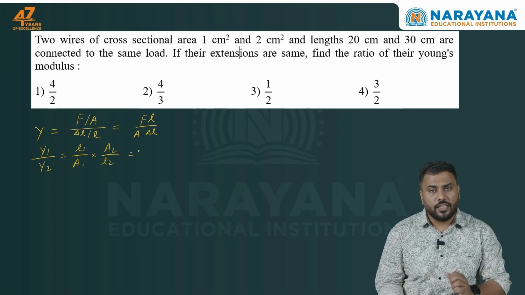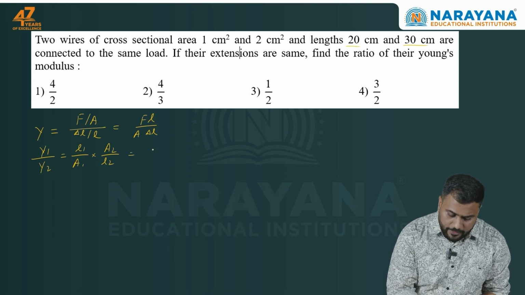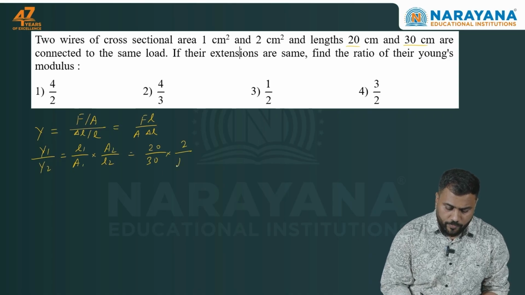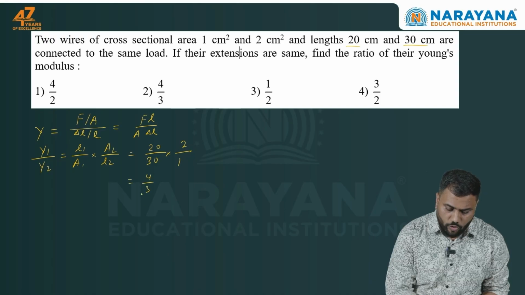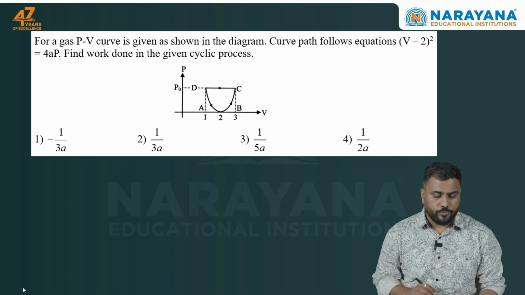So I just need to put the ratios of length and ratios of area. The length of the first wire is 20 and the second is 30, so this is 20 by 30. The area of the second wire is 2 and the first wire is 1. So if I see, this ratio is 4 by 3, that is option number 2. Let's go to the next question.